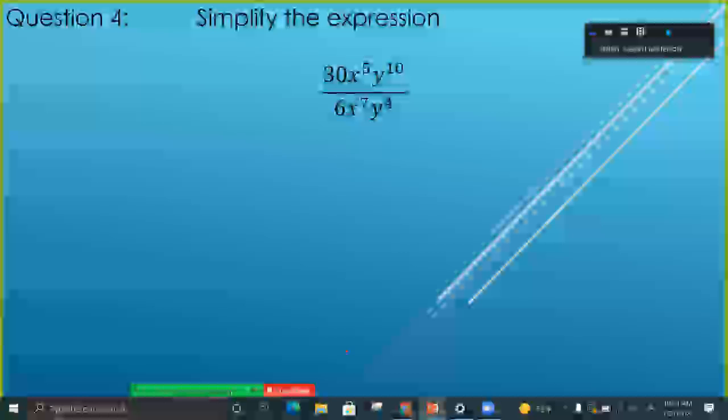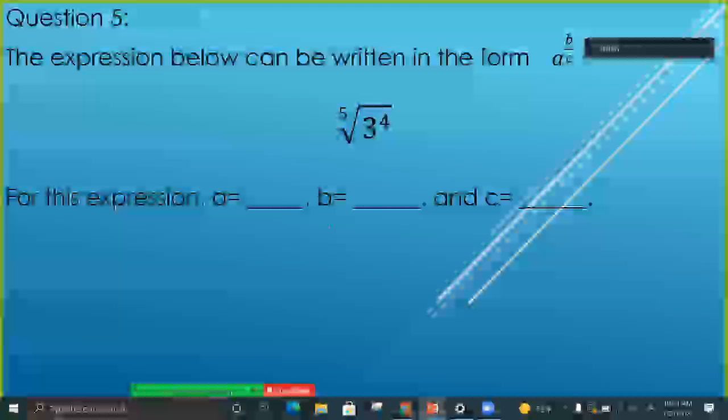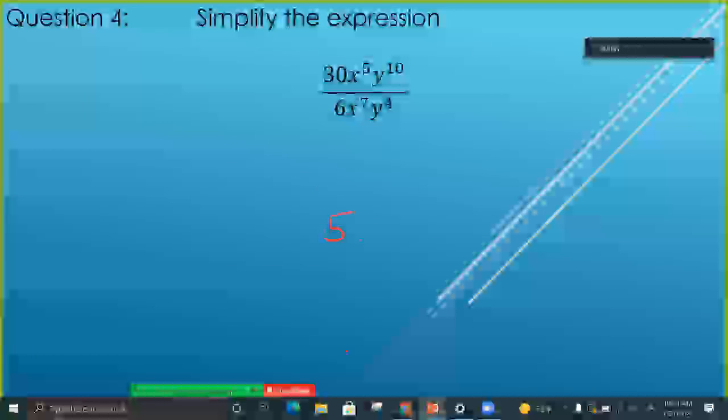Should we go back afterwards to question 3? Oh no, you're fine. Okay. Does anyone have this partially simplified, or maybe a final answer that we could try out? Yeah, I got 5x to the negative 2, and then y to the 6.